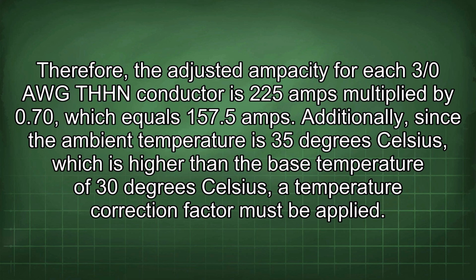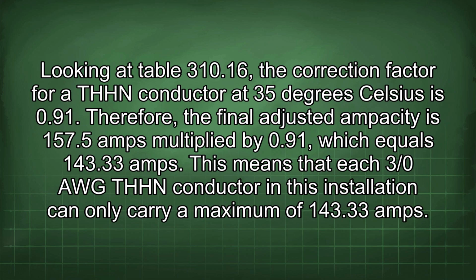Additionally, since the ambient temperature is 35 degrees Celsius, which is higher than the base temperature of 30 degrees Celsius, a temperature correction factor must be applied. Looking at Table 310.16, the correction factor for a THHN conductor at 35 degrees Celsius is 0.91. Therefore, the final adjusted ampacity is 157.5 amps multiplied by 0.91, which equals 143.33 amps. This means that each 3/0 AWG THHN conductor in this installation can only carry a maximum of 143.33 amps.